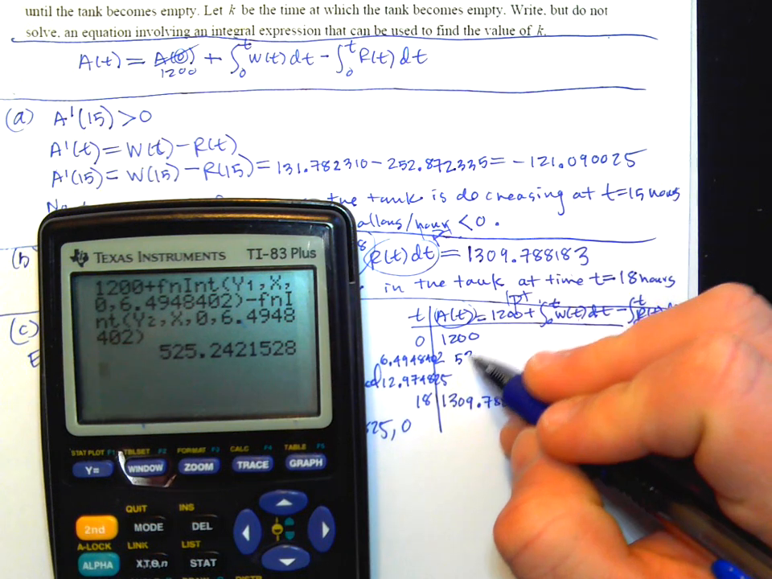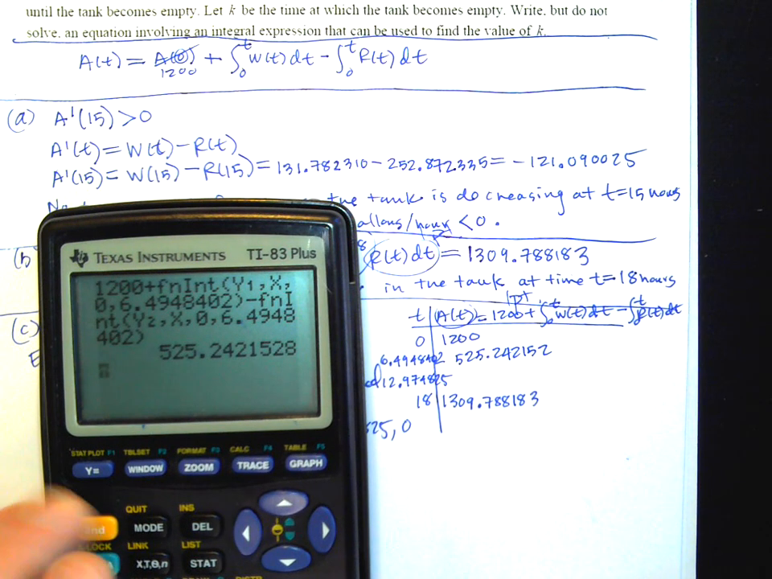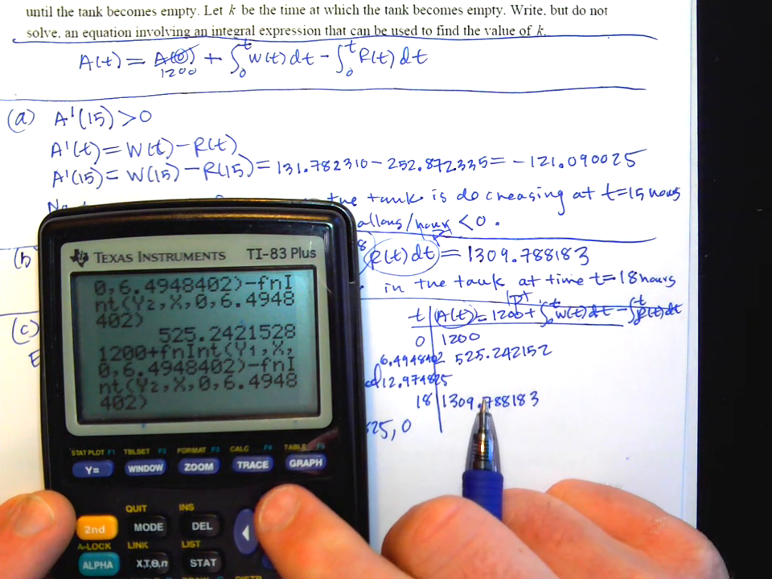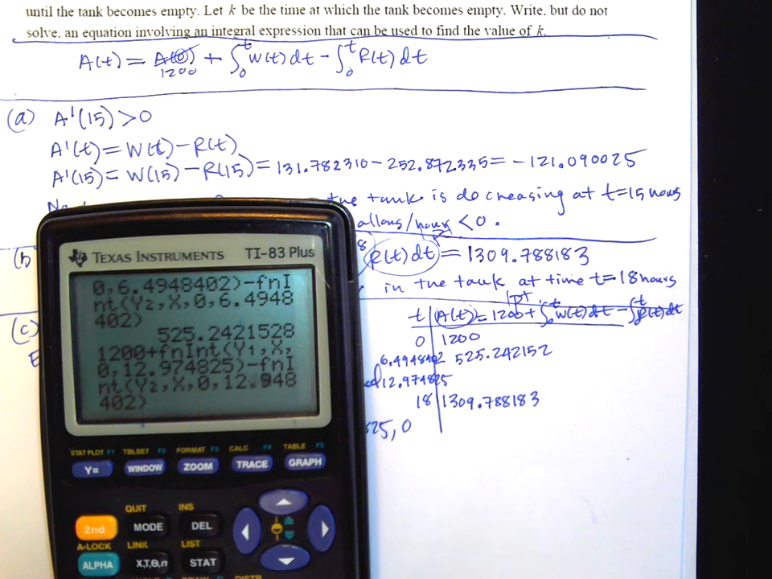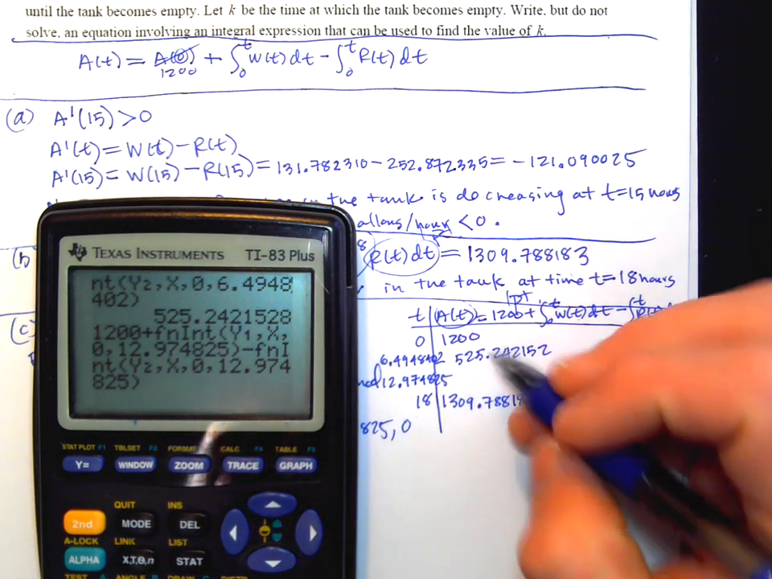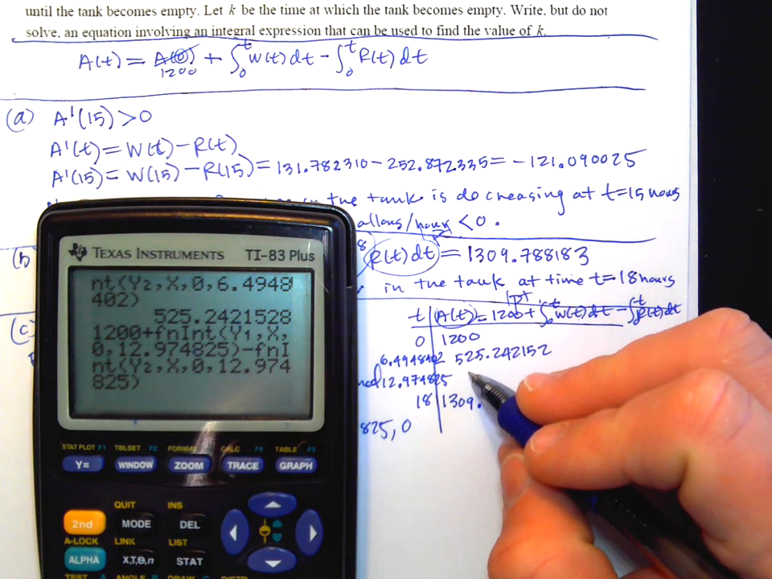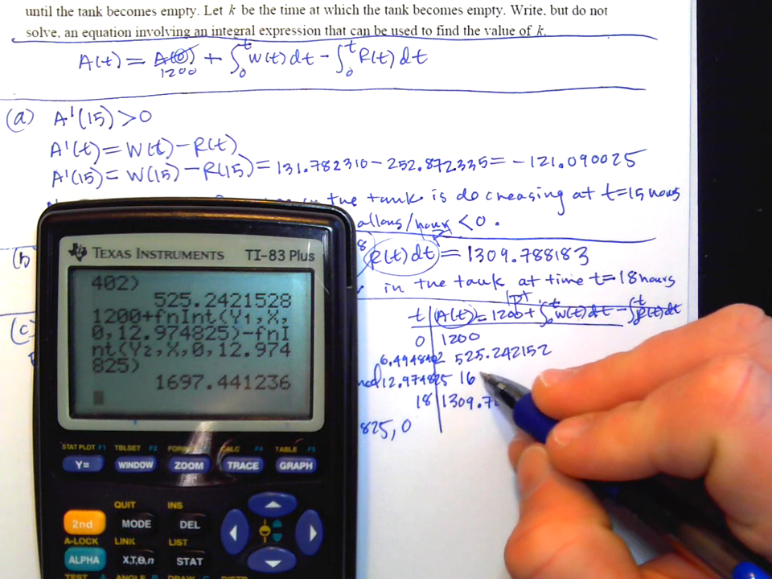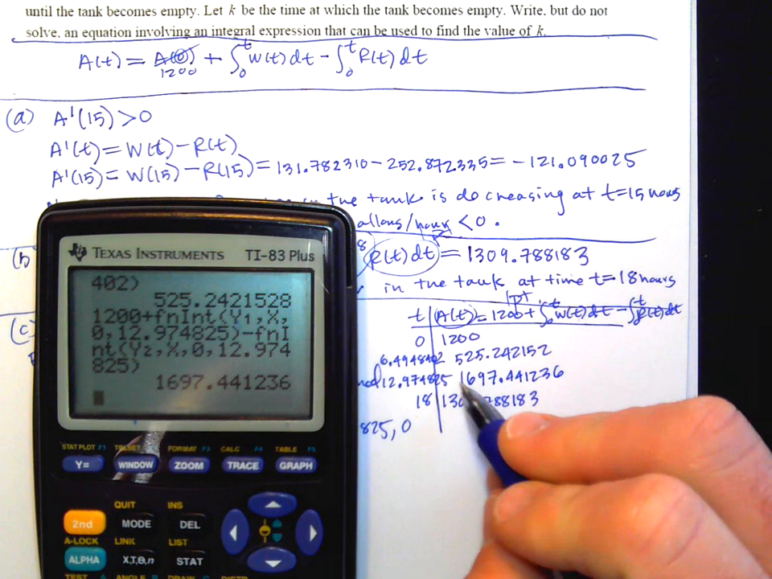So this is 525.242152. Second enter. So here I'm going to put 12.974825 and then 12.974825. Hit enter. So it's good to take advantage of all that work you've done, because that's some good time savings. What we're going to get now, I think this is going to be it. 1697.441236. So I told you guys before, I thought that's going to be the one.